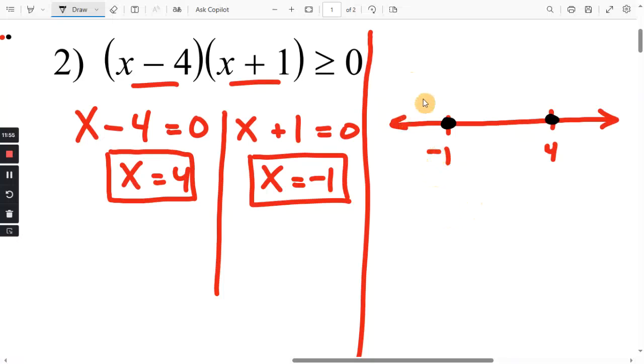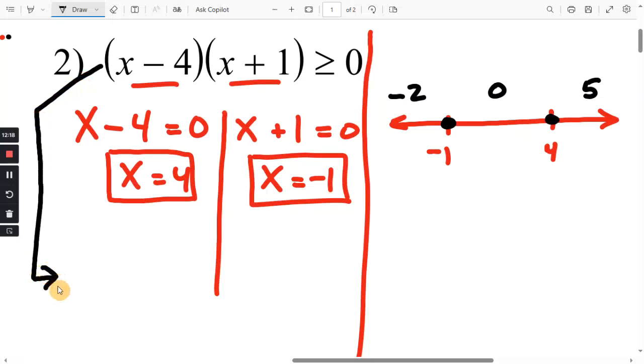You want to plug in the points in between. So anything less than -1, let's go with -2. Anything in between -1 and 4, let's go with 0. Anything greater than 4, let's try a 5. All right, so we can use this expression right here. Try -2. X equals -2.